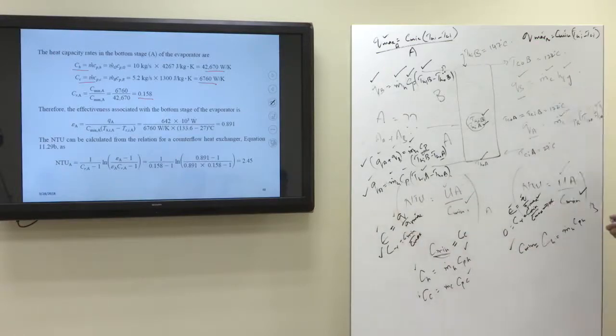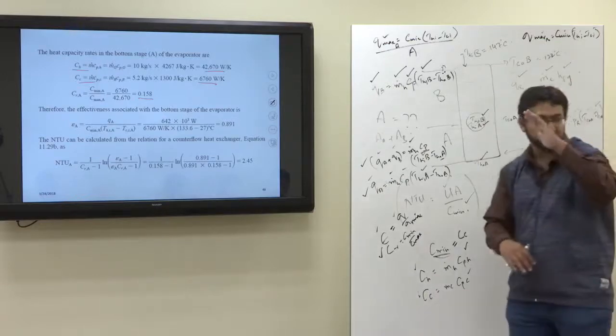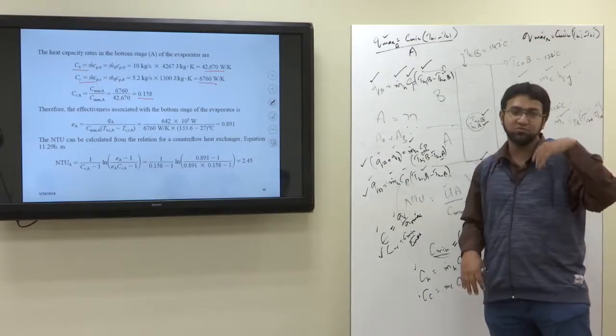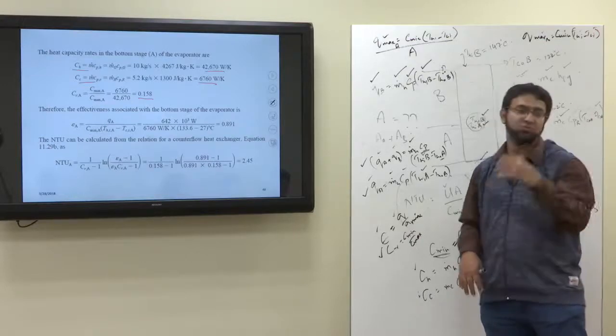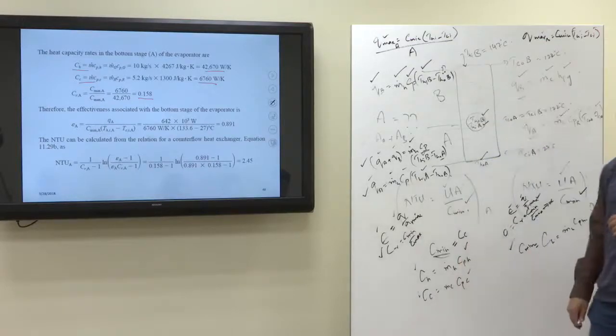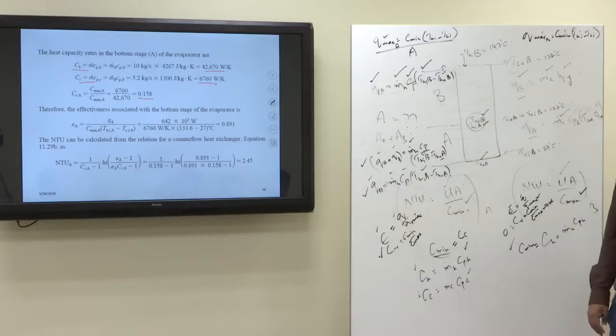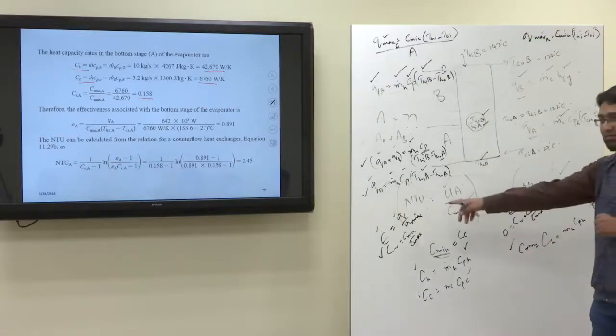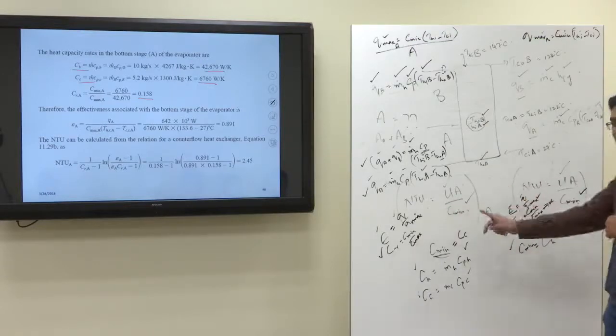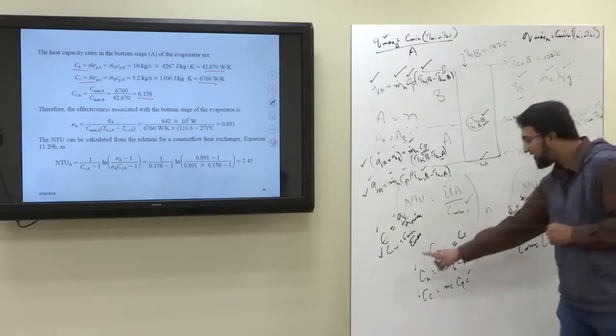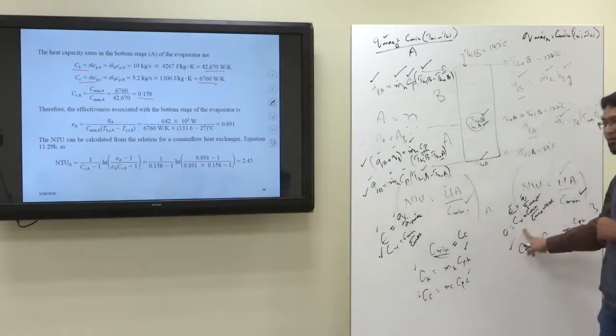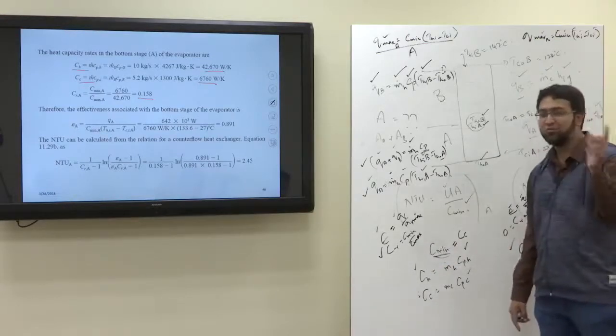Is there an overall between B and A? No, there is no overall, because we are solving two different sections as two different heat exchangers. On one side there is evaporation, on the other side there is no evaporation, so you have to solve them separately. Is it clear that now you know effectiveness for both problems? If you know effectiveness and CR, you can find NTU for both cases.